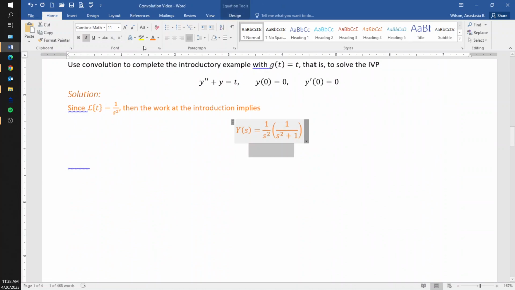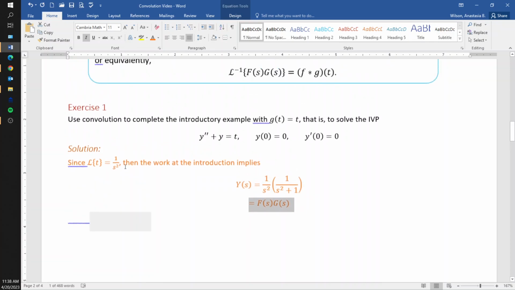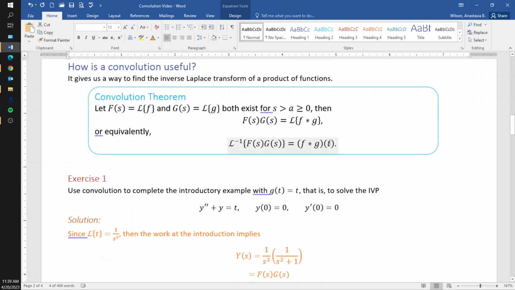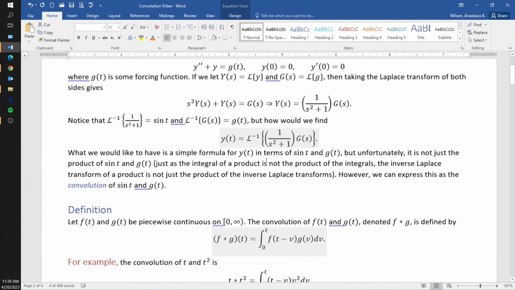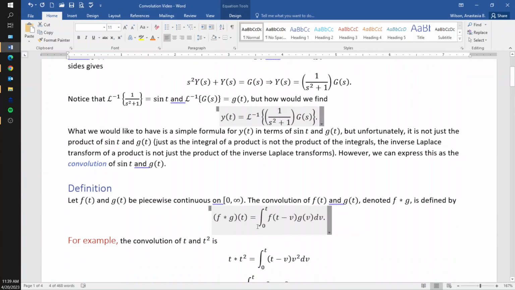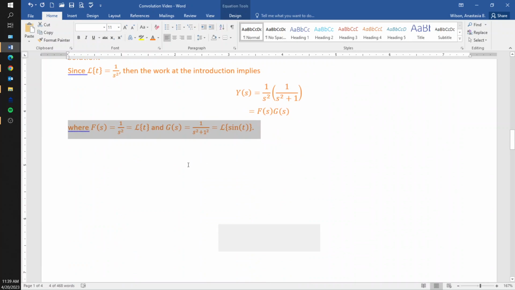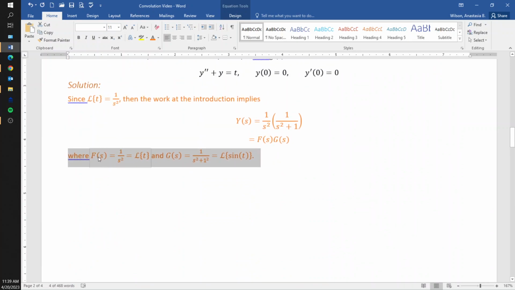Then, continuing from there, we're going to write this as a capital F of s and a capital G of s because we need to do that to use our convolution theorem. We are going to say that F of s is 1 over s squared and G of s is 1 over s squared plus 1. Now remember, the order of this doesn't matter, so we could switch it, but the basic definition of a convolution says we take t minus v and plug it into f and v and plug it into g. So in this solution, I am choosing the easier function for f, and the slightly more complicated function for g.